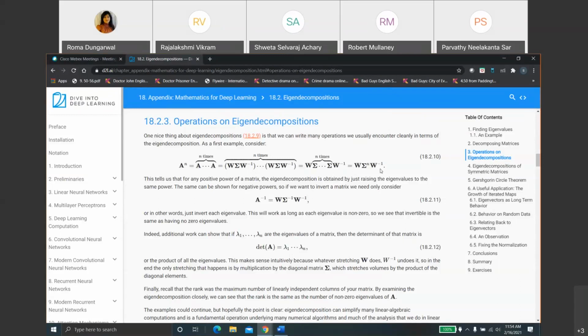inverse. Okay, so just in case we want to find A inverse and you have the eigenvalue and the eigenvector, all you need to do is the eigenvector into the inverse of eigenvalue into inverse of the eigenvector. So this way you can easily find out A inverse, or A square using eigenvalues and eigenvector.